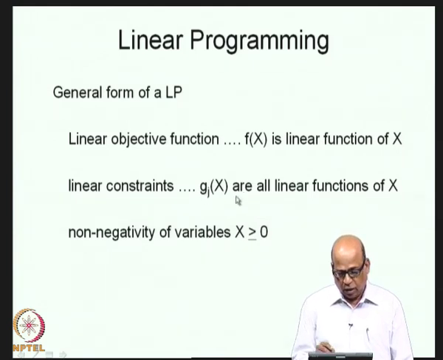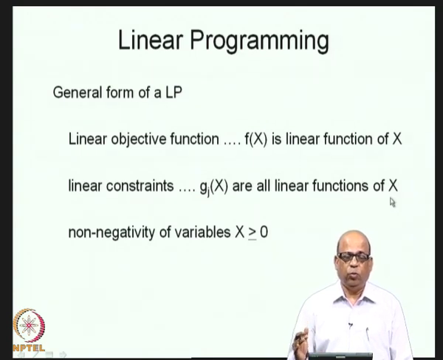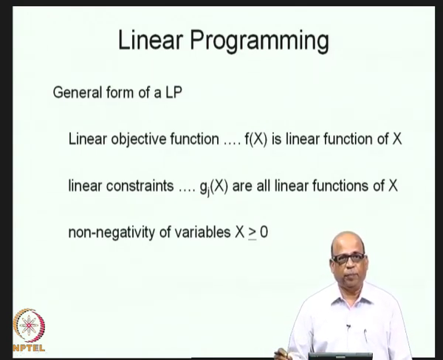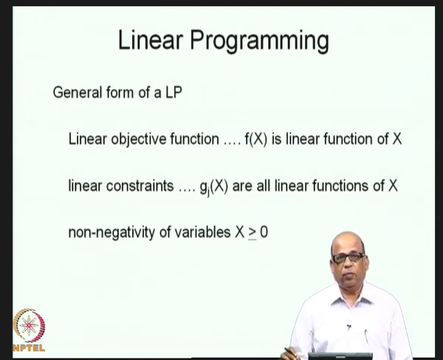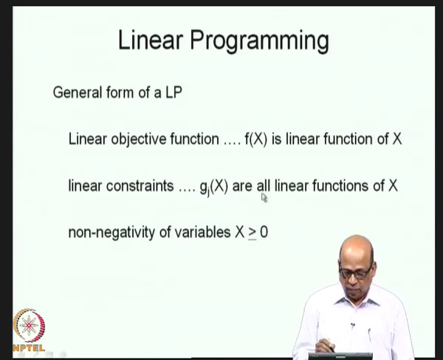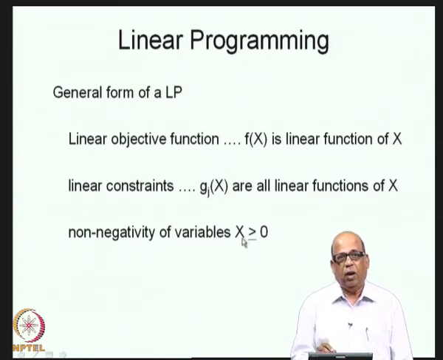All the constraints are also linear functions of x. So, you may write, for example, 2x1 plus 3x2 less than or equal to 5, which is a linear function of the decision variables x1 and x2. Whereas, if you have 3x1 into x2 plus 5x1 square or 5x2 square, etc., this is not a linear function. So, you must have all the constraints also as linear functions. Then, in the general form, the requirement is that all the variables be non-negative.